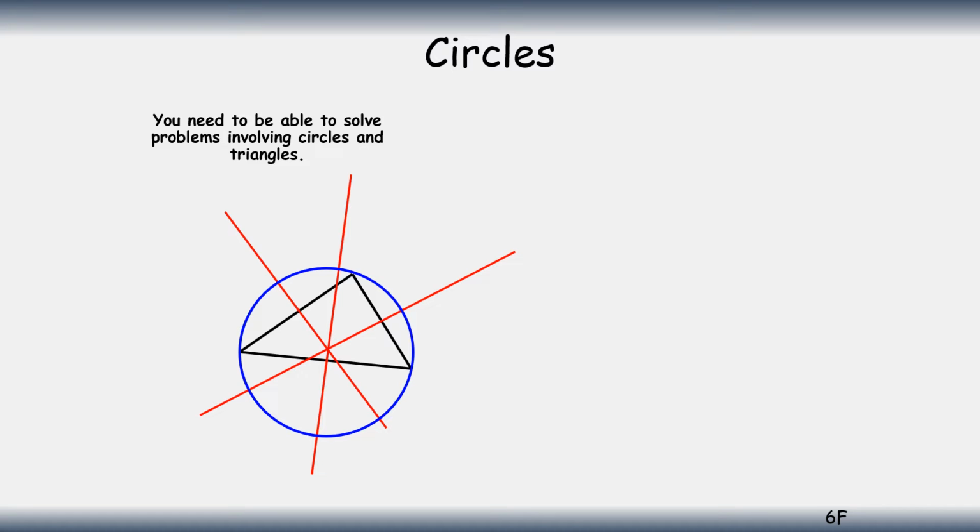if you were to draw a circle around it, where the three lines intersect, that will be the center of the circle, which is quite interesting, right?